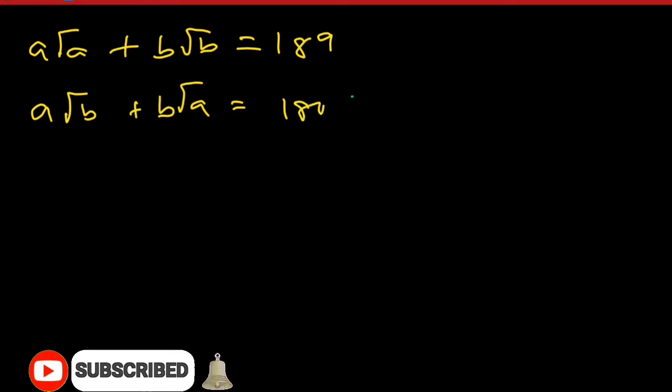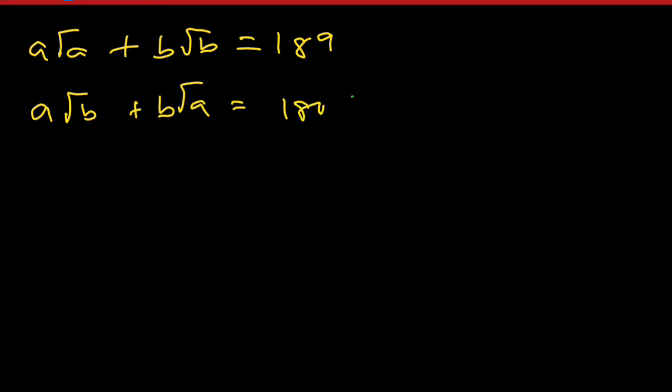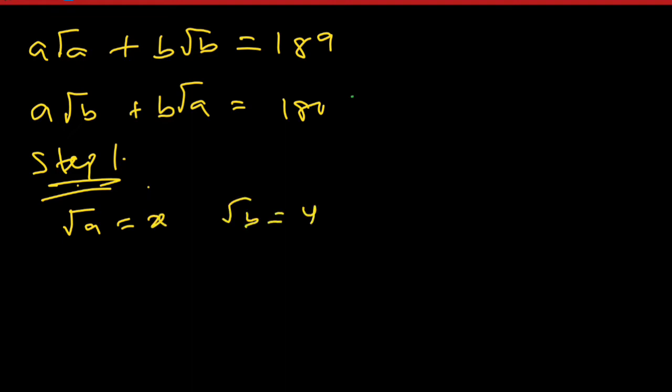Now in the first step, how do we solve this? I'll be taking it step by step on how we can easily solve this without any stress. The first step is that we assume that the square root of a and the square root of b are x and y. So root a is equal to x and root b is equal to y.